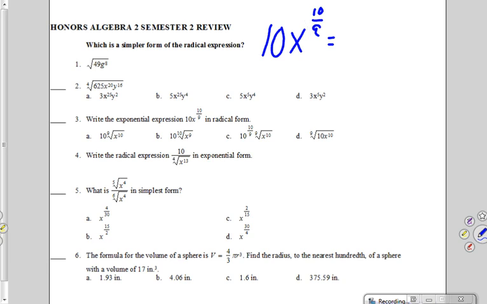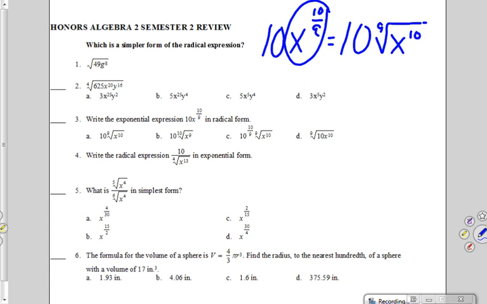Without parentheses, this is a grouping on its own with a 10 in front of it. Okay? So the 10 is unaffected by the exponent 10/9. Next, we apply the fractional exponent rule. The 9 becomes x's root, and the 10 becomes x's exponent.